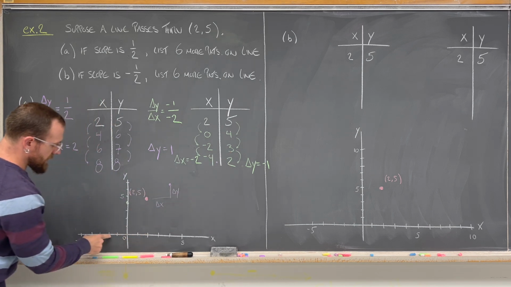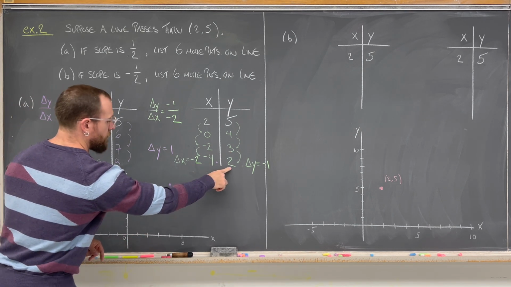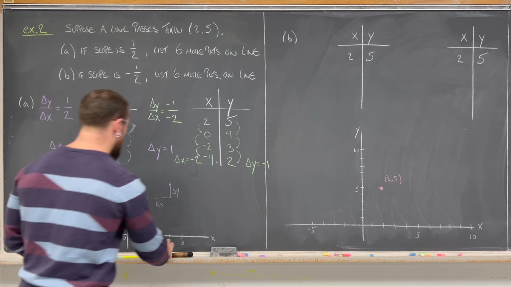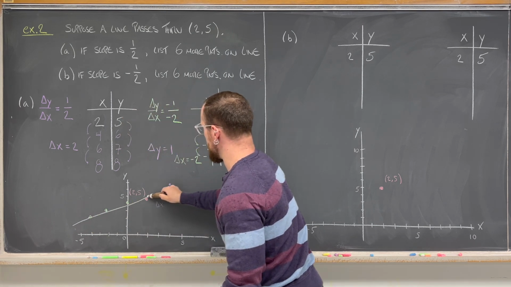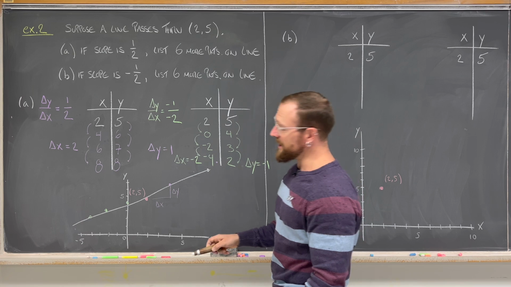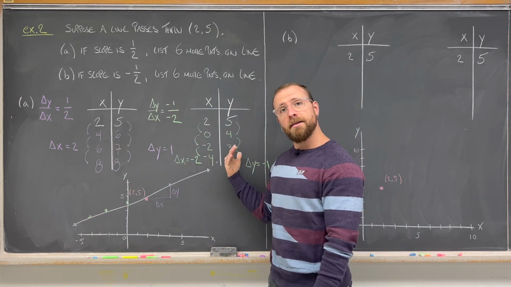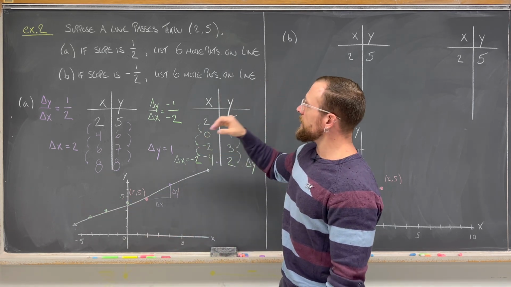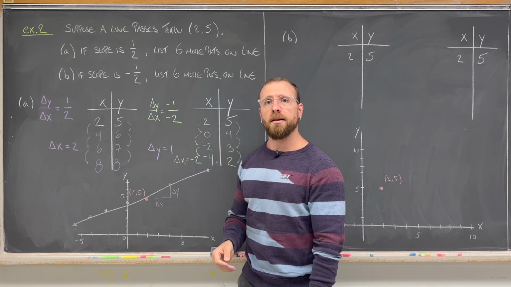-2, 3 would be here. -4, 2 would be right about here. And you'll notice that all those points are on the same line. Okay, it's not drawn perfectly, but that's the idea. We can continue this line to the right and up. We can continue it to the left and down, following the slope as a set of instructions for generating more points on the line.